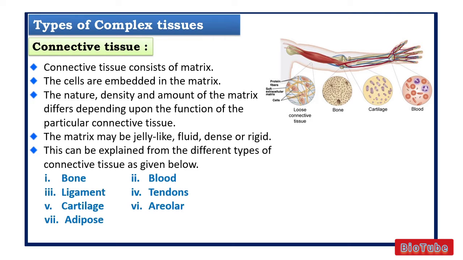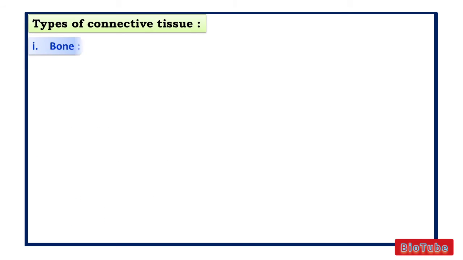Let's understand the different types of connective tissue. The first is bone, blood, ligament, tendon, cartilage, areolar and the adipose tissue. Let us see and understand them one by one. Now we'll first see bone.